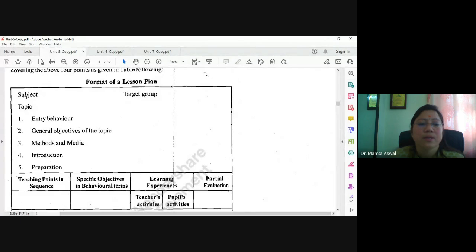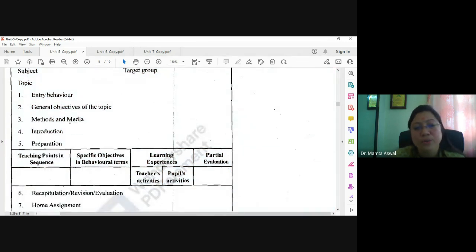This is a format. You just need to write the subject you are teaching, under that subject which topic, and then which target group, which is your class, entry behavior, general objectives. What method will you use? You will use the lecture method, the demonstration method, the project method. Whatever method you use, you'll write here. Media: teaching aids, audio aids, charts, diagrams, audio-visual aids, some kind of YouTube videos you can use. You can make use of any kind of audio-visual aids, whichever is available to you.